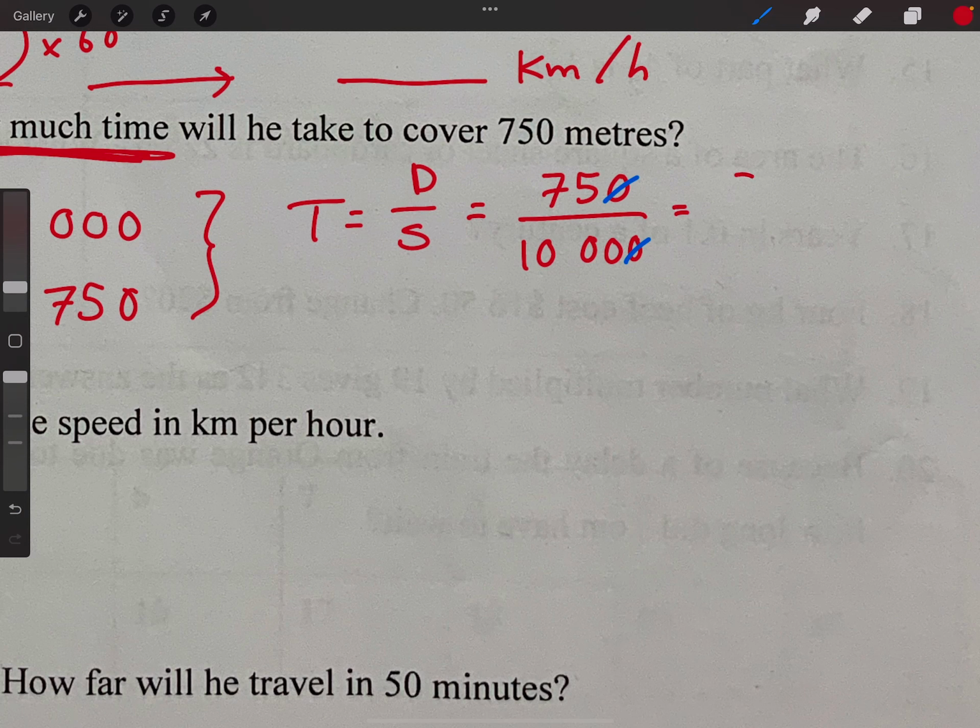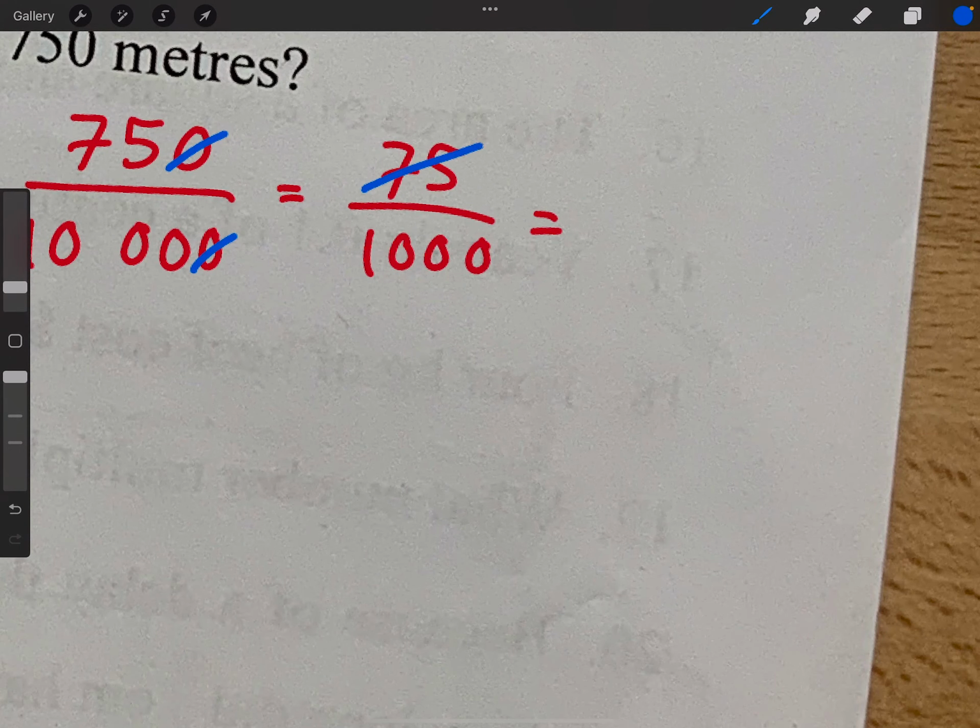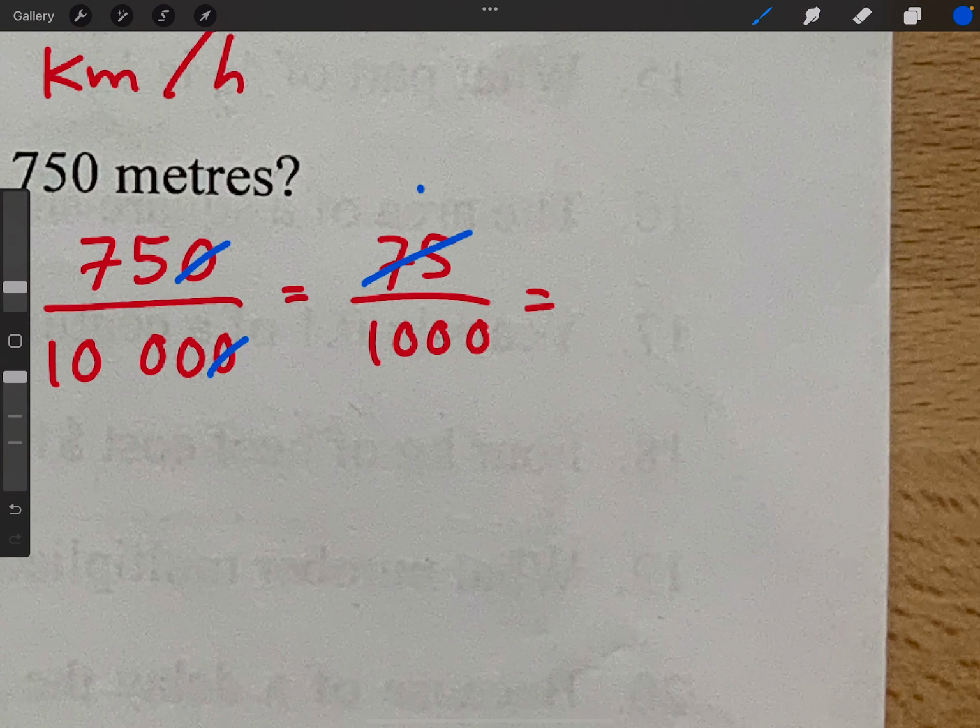So what we're going to have is 75 over 1,000. Now simplify this. I can divide the top and bottom by 5. So I divide this by 5, I'm going to get 15. Divide this by 5, I get 200. So this will be 15 over 200.